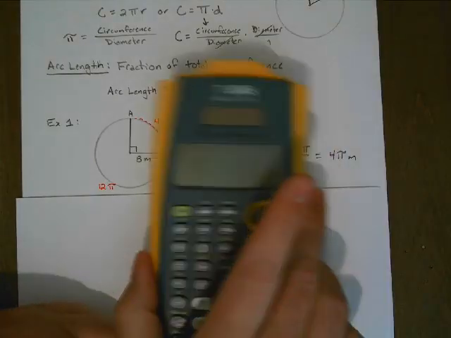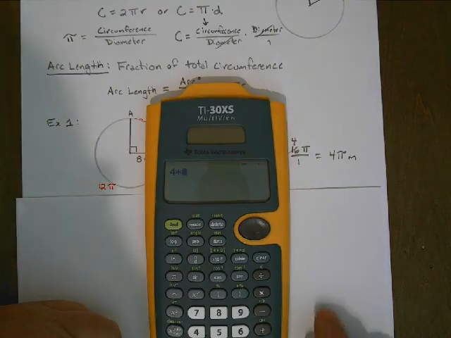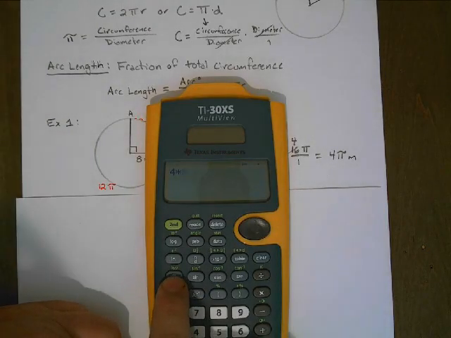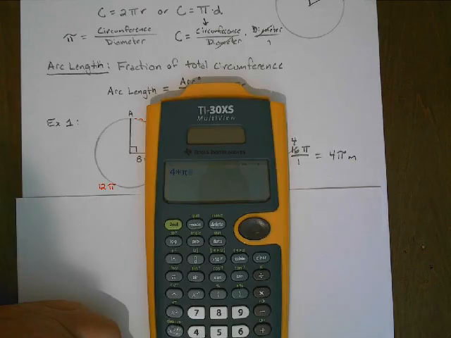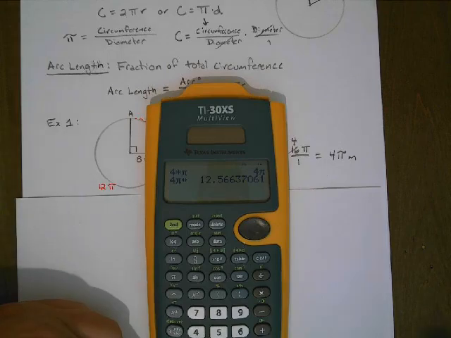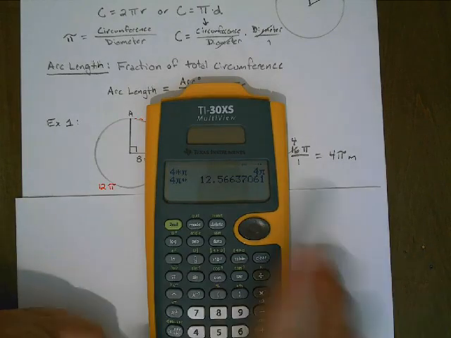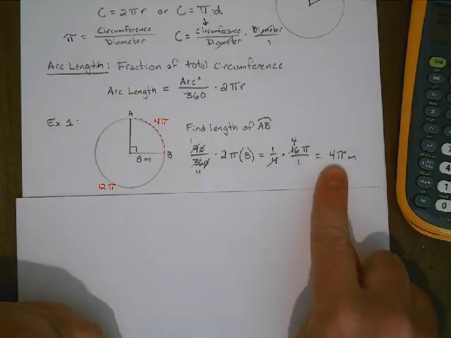So on this particular problem, I do 4 times, where's the pi key on this one? Here's the pi key right there. So 4 times pi, enter, and it gives me 12.566376061. Remember, pi is irrational. It goes on forever, so we'd have to round that. It'd be about 12.6 or so if I'm rounding to the nearest tenth. So 4 pi, or 12.6 meters.